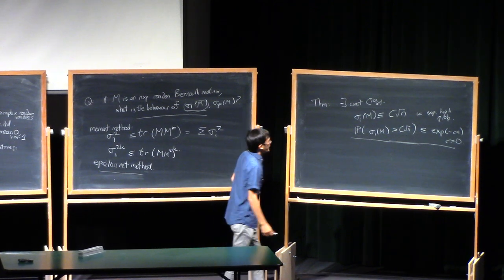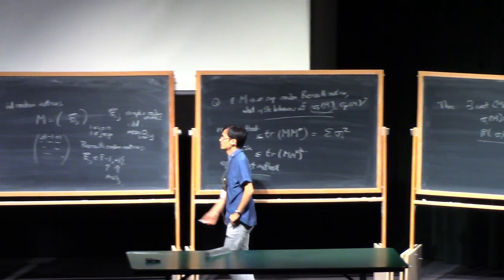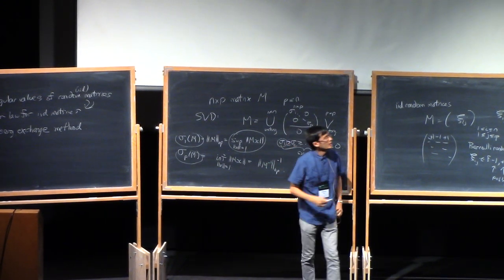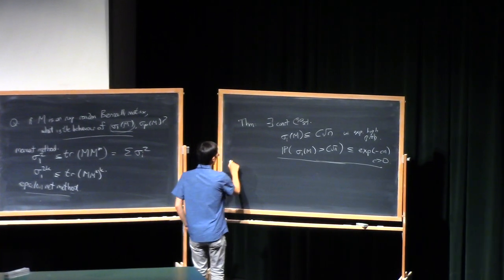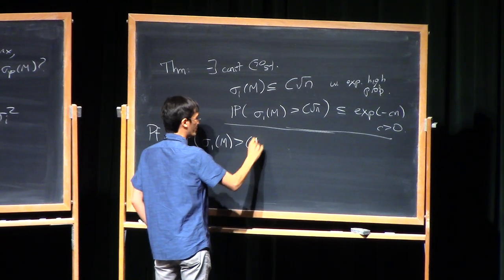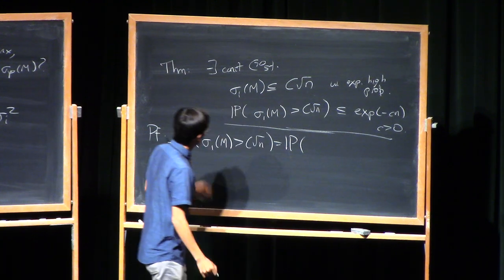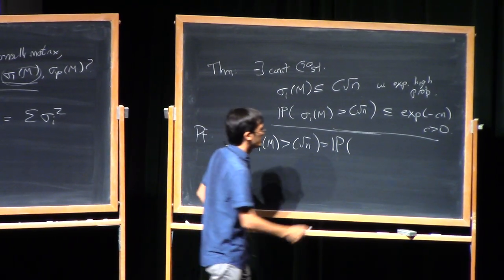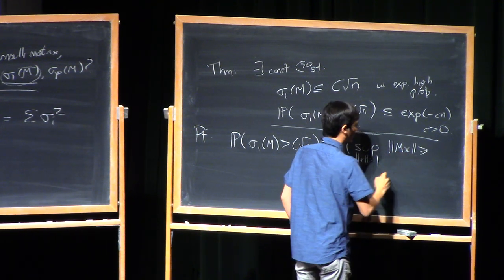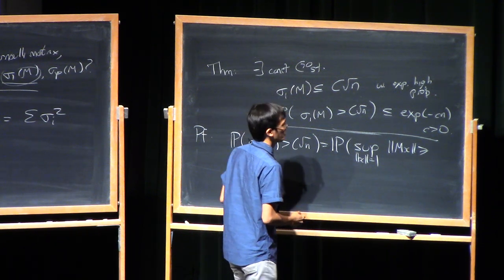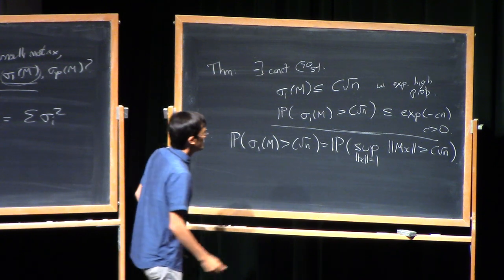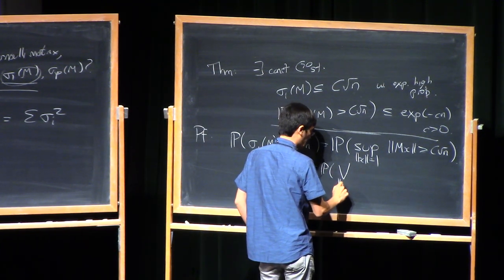All right, so the way you prove this is that we won't use the moment method. We will just use this supremum definition of the largest singular value. We will just go ahead and compute this sort of by brute force. The probability that the operator norm is bigger than C root n is the probability that the sup over all unit vectors... if the operator norm is bigger than C root n, then that means that there's some unit vector such that M applied to that unit vector is also bigger than C root n. So this is the probability of a union. You take a union over all unit vectors.